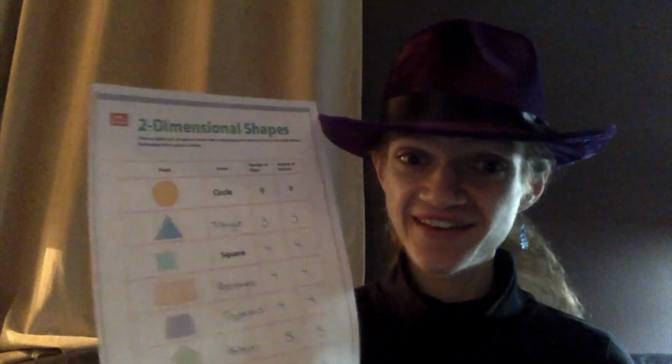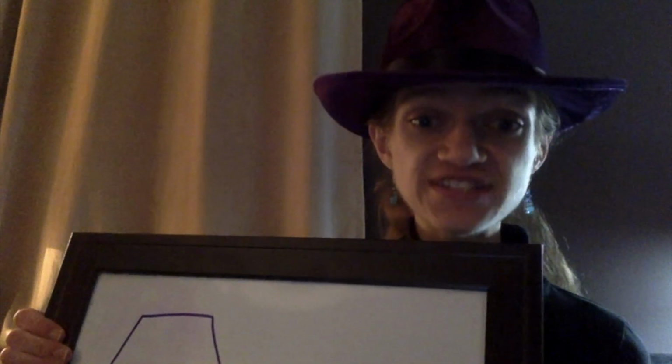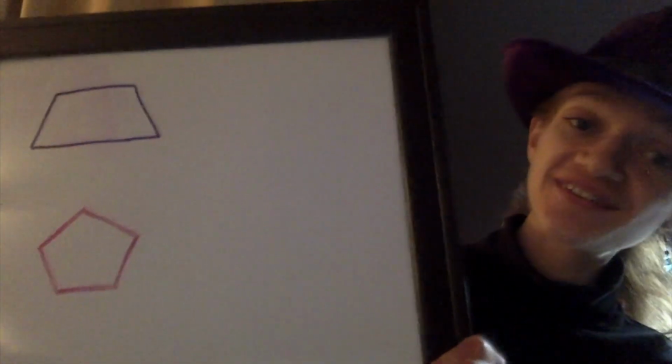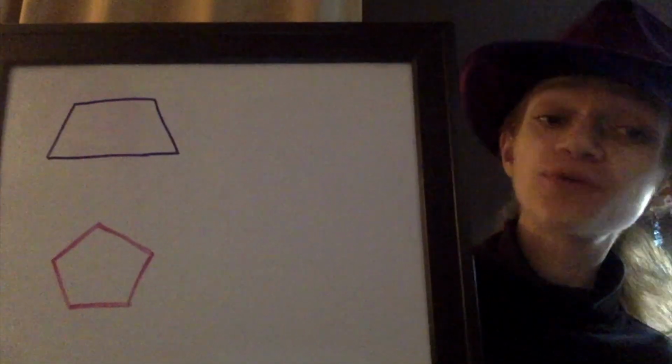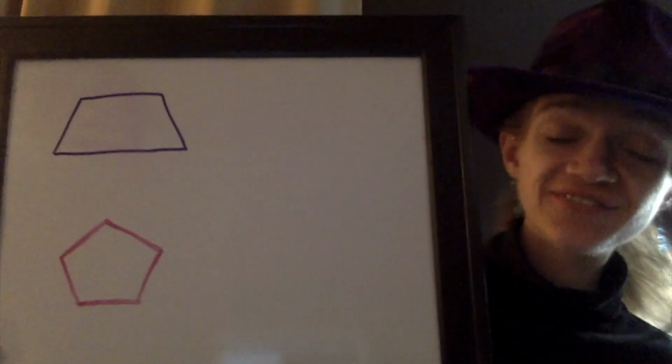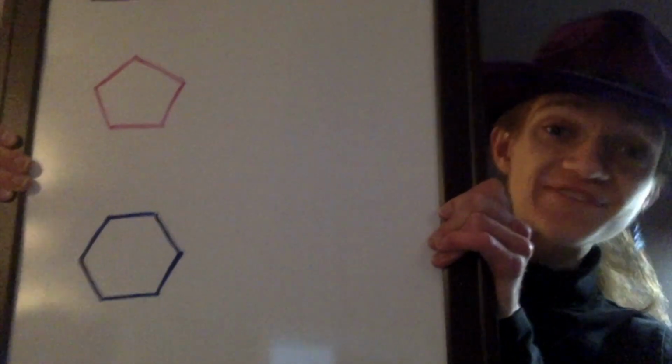Now, there are some shapes on the worksheet that you did, some two-dimensional shapes, that Annie and Moby did not talk about. First one is a trapezoid. A trapezoid has 4 edges and 4 vertices. Next, we have a pentagon. A pentagon has 5 edges and 5 corners, or 5 vertices. Finally, we have a hexagon, which has 6 sides and 6 vertices.